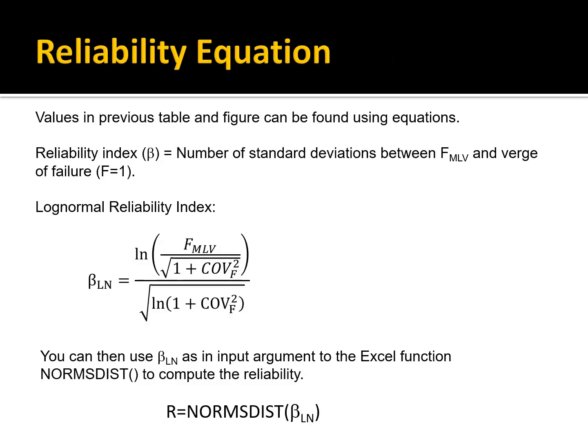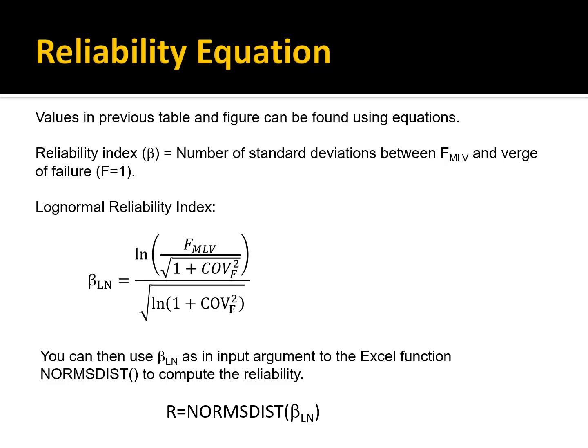Or what is more typical is we just do a calculation in a spreadsheet, and both that table and figure are a tabular and a graphical representation of an equation, or a set of equations. This is based on something called the reliability index beta, which is the number of standard deviations between the factor of safety using the most likely values and the factor of safety on the verge of failure.